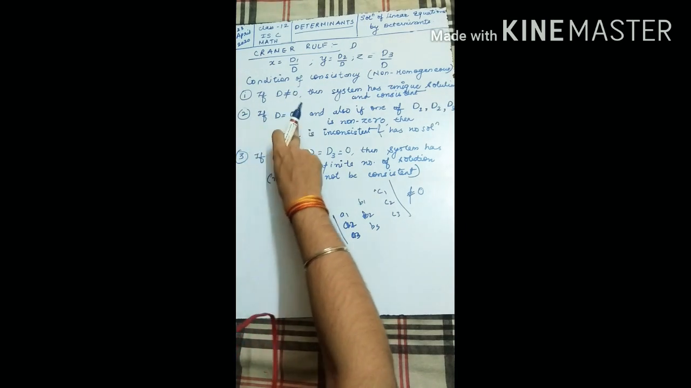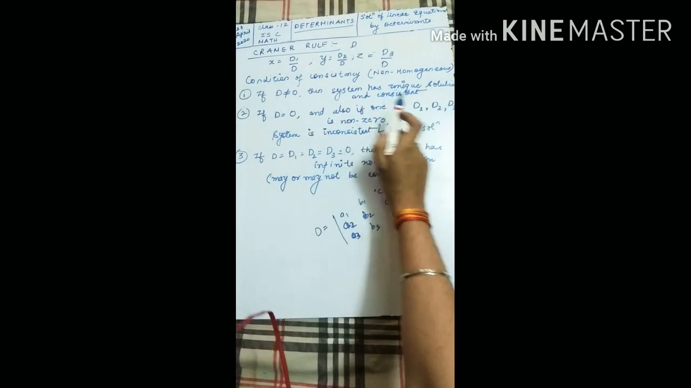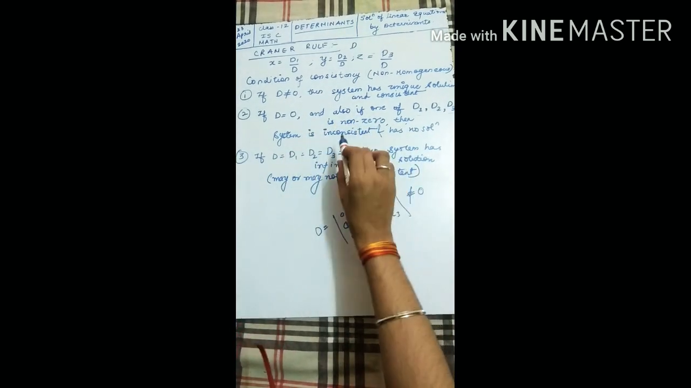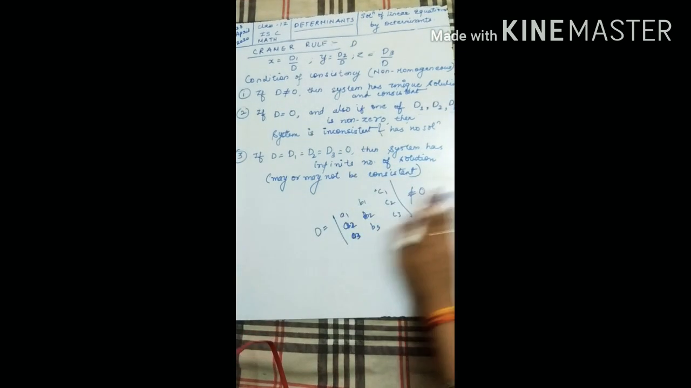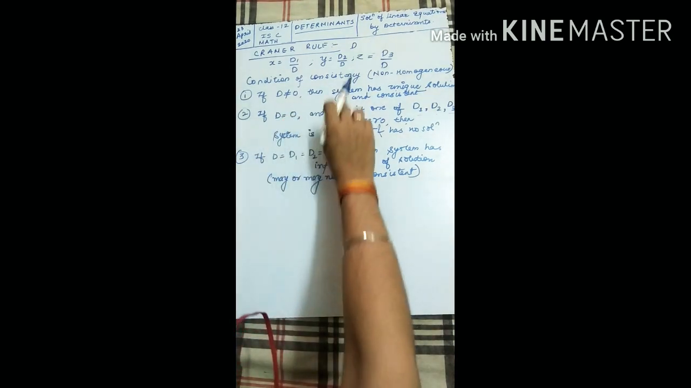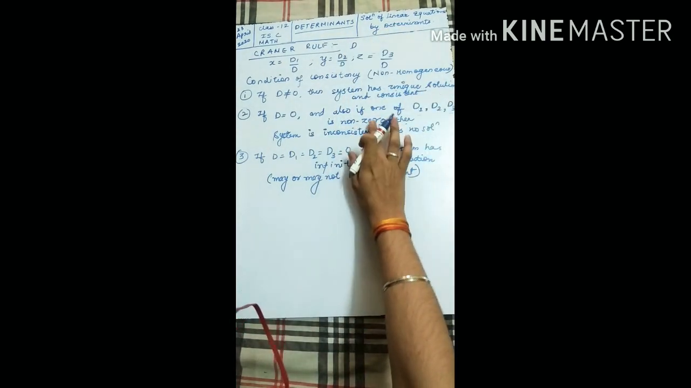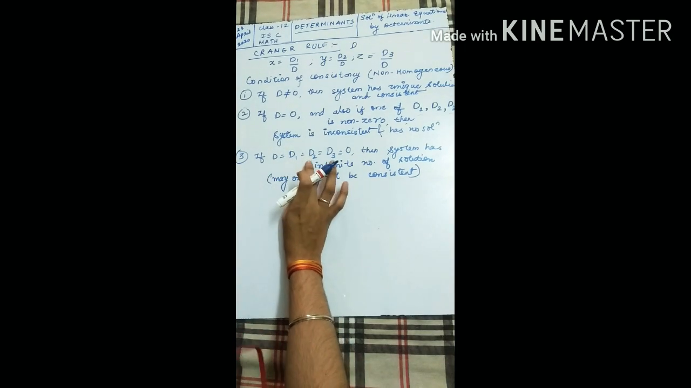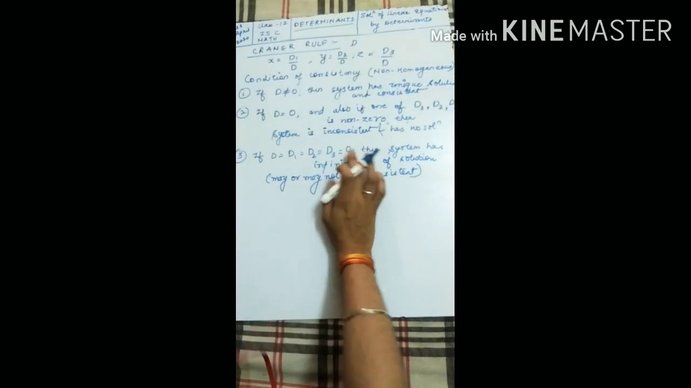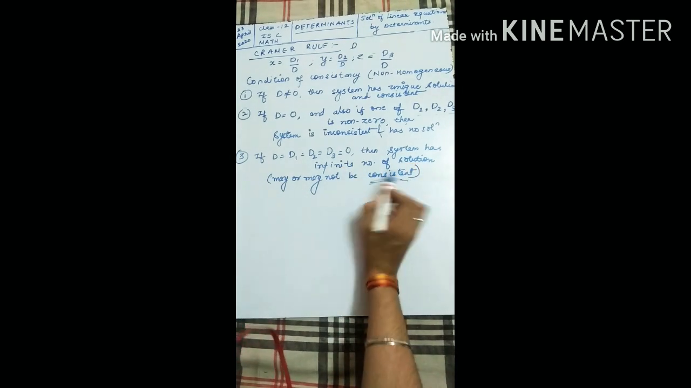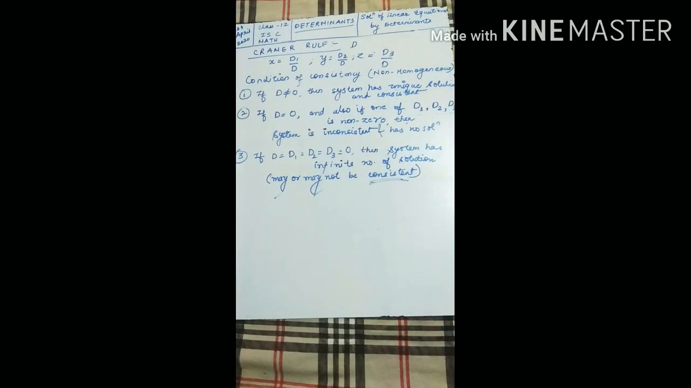Then the second condition: if d is equal to 0, and if one of them, that means d1, d2, d3, is non-zero, then the system is inconsistent and has no solution. So when your d is equal to 0 and one of d1, d2, d3 is a non-zero value, it will give no solution, and the system will be inconsistent. If d, d1, d2, d3 all are equal to 0, then the system has an infinite number of solutions. And regarding consistency, it may or may not be consistent.